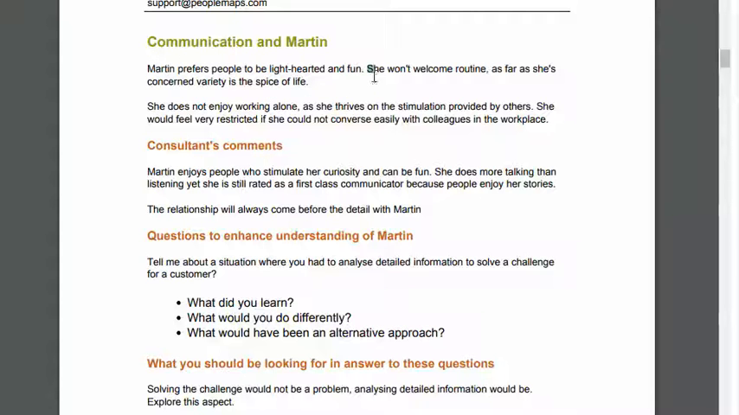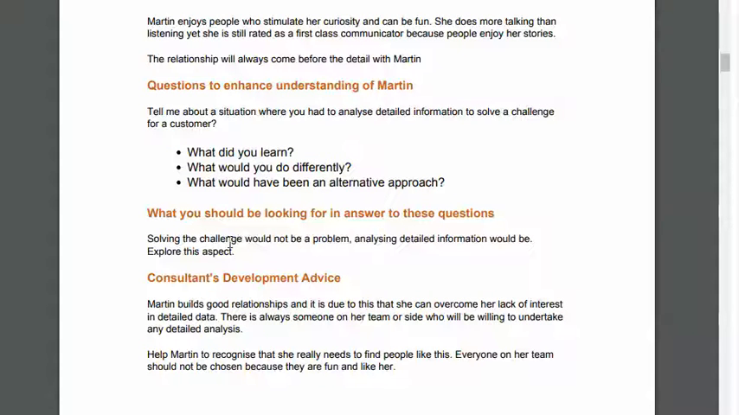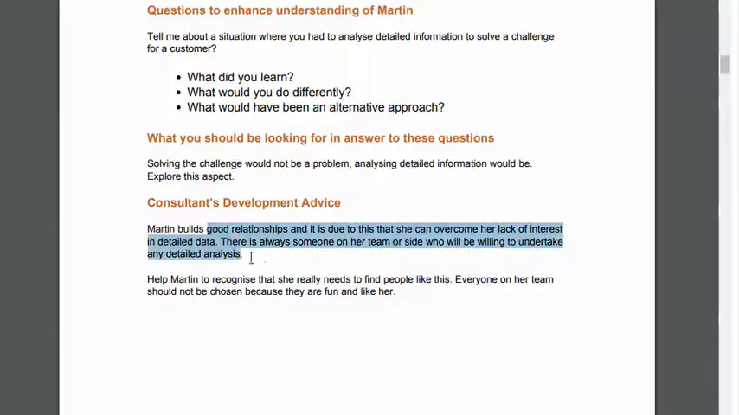So you hear a wee bit here, and then you get some comments from us. It's telling you a wee bit more, looking at it with a slightly more consultant's eye. Then you'll find there are some questions to ask. In this specific case: tell me about a situation where you had to analyse detailed information. It then tells you what you should be looking for in answer to these questions. It's not just about asking the right question, which is going to be a particularly challenging question for this individual. When you're looking at the answer, we already know this is something they're going to find challenging, and that's what this is telling us here. And then we've got a wee bit more on development advice as well.